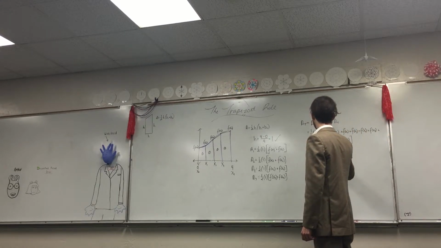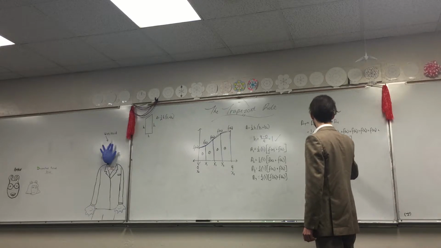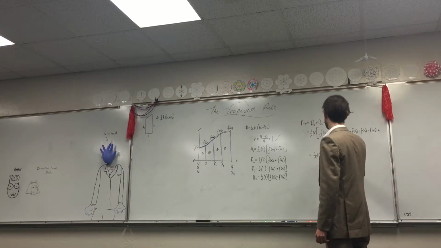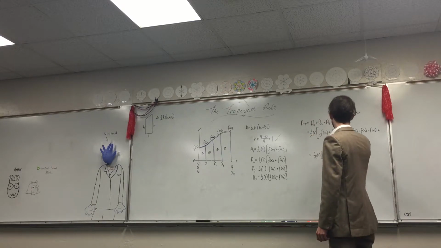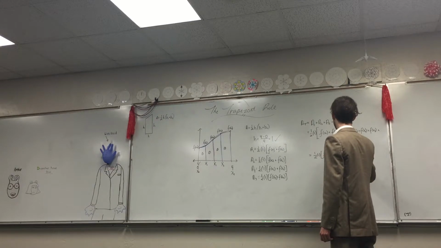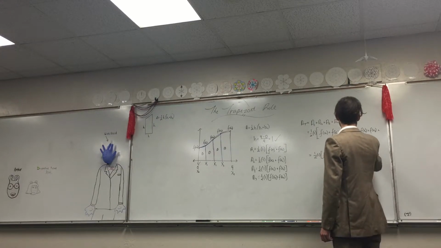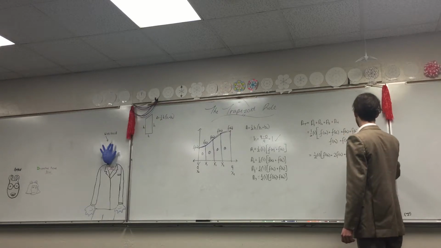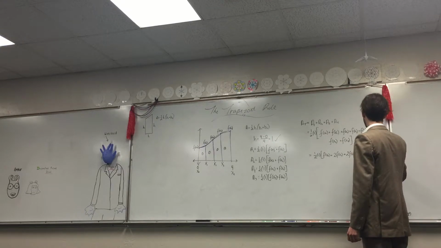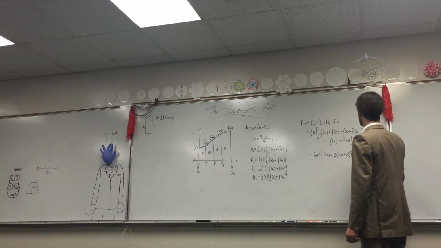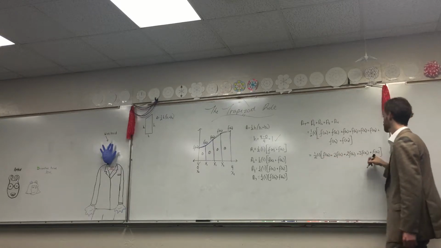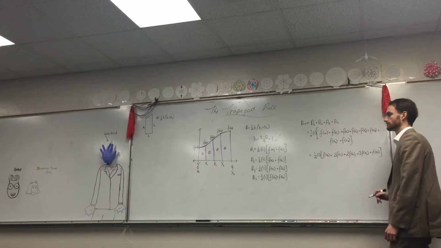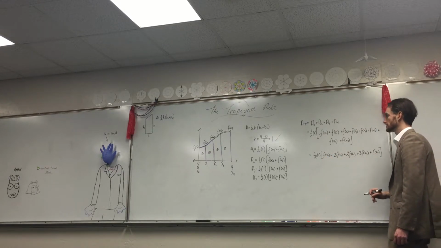1/2 times 1 f of x0 plus 2 f of x1 plus 2 f of x2 plus 2 f of x3 plus f of x4. So if you notice, they're all multiplied by 2 except for the first one and the last one. Does that make sense?